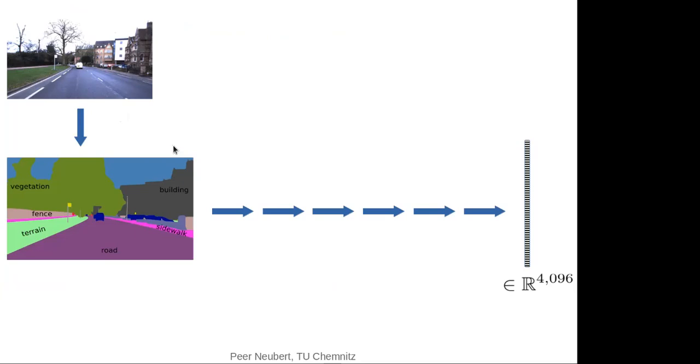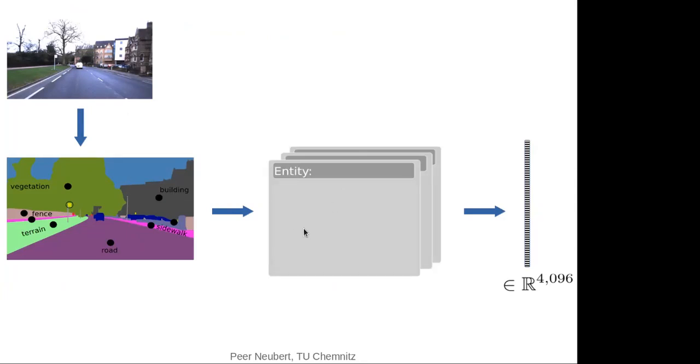So each pixel is now assigned a class label: vegetation, building, and so on. And now we can identify semantic entities, so basically connected components in this semantic label image. So we have a discrete set of entities, and now compute properties for each of those entities. For example, they have a class label. For example, this entity is of class road, and they have a certain area and shape in the image.